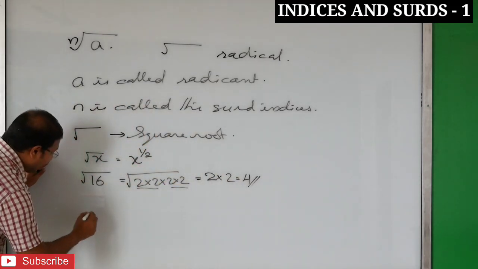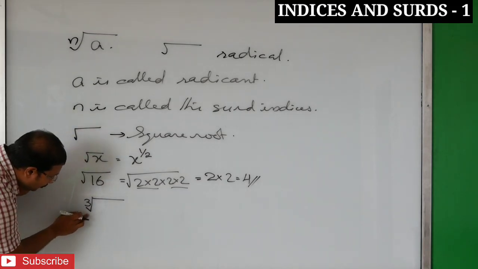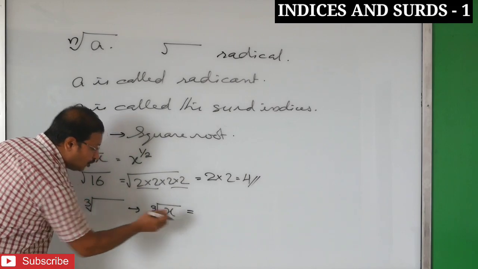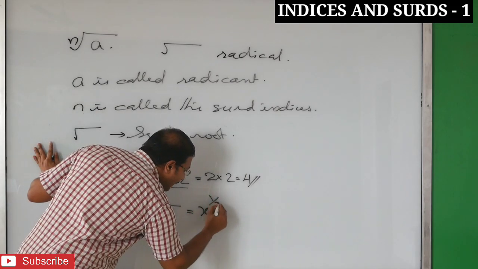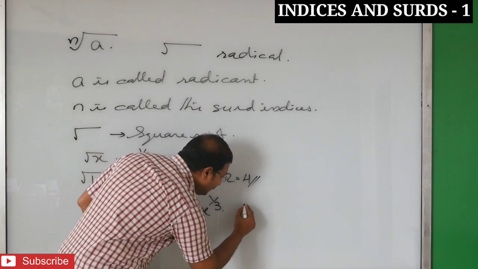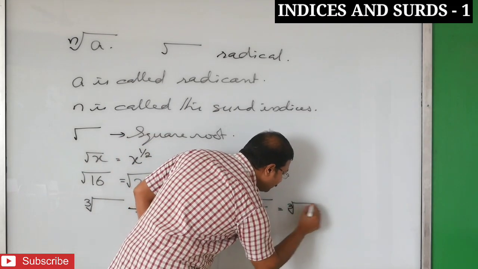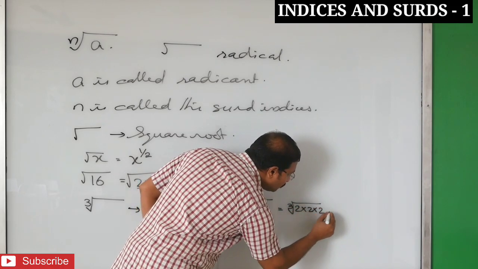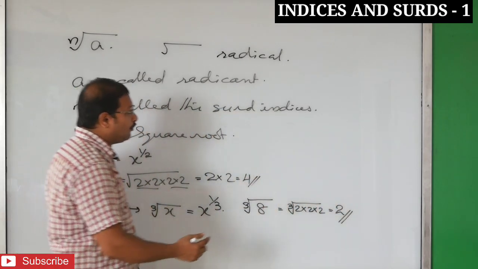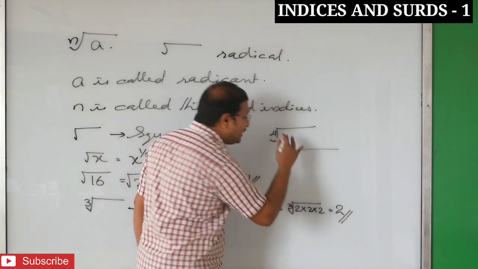Same style, if I am taking the cube root, this way if you write, this is called the cube root. Cube root of x equals x raised to 1 by 3. That means cube root of 8 means 2 into 2 into 2. That means out of 3 numbers, 1 will be taken outside. Same style, you can write 4th root, 5th root. This way it will continue.